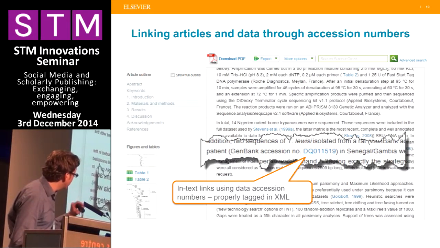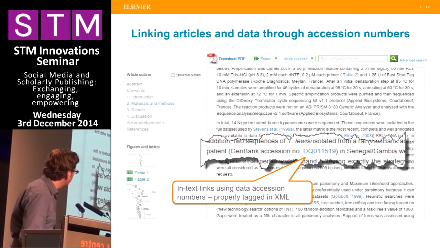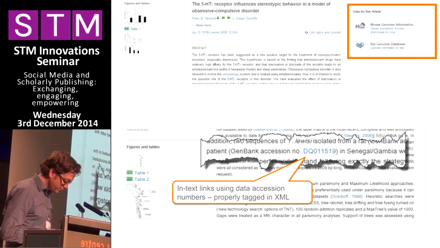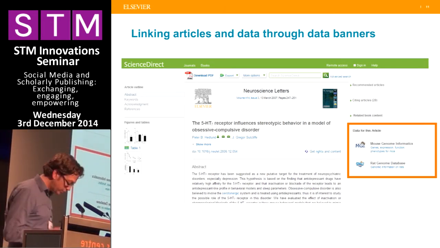One example is links based on accession numbers in the text. So this is quite common, of course. But a thing to note is that we also capture these accession numbers really as tagged entities in the XML. So also for machines, it's much easier to recognize them compared to if it would just be flat text. So in that model, it's the author who actually puts the accession number in the text using a specific syntax that we then recognize. Another model that we work with is showing these data banners next to the article.